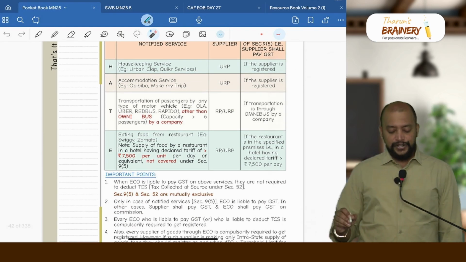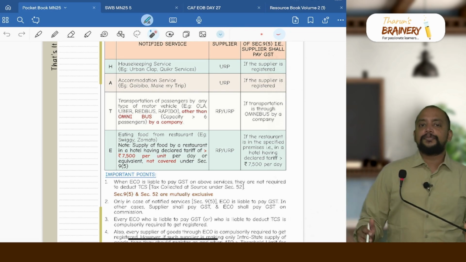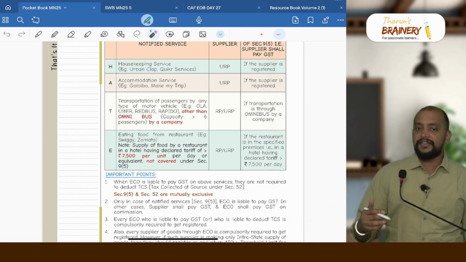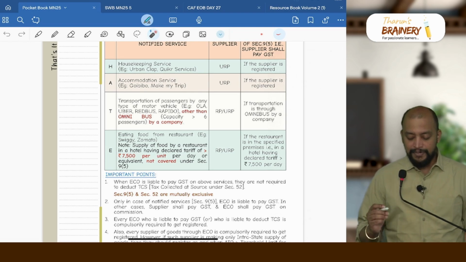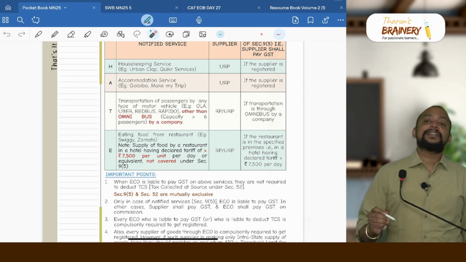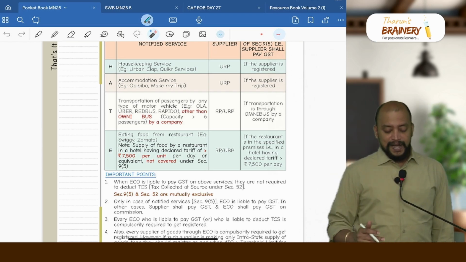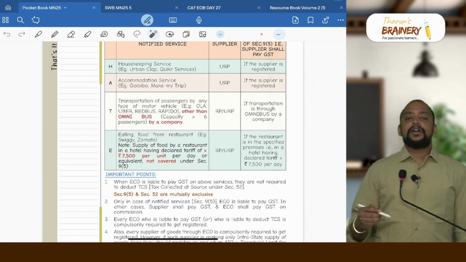T is for transportation of passengers by any motor vehicle. This includes all kinds of motor vehicles, let it be 4-wheelers or buses, everything will be covered here: Ola, Uber, Red Bus, Rapido. Other than by an omnibus, capacity more than 6 passengers, not exactly 6 passengers, capacity greater than 6 passengers by a company, then it is not covered under 9(5).